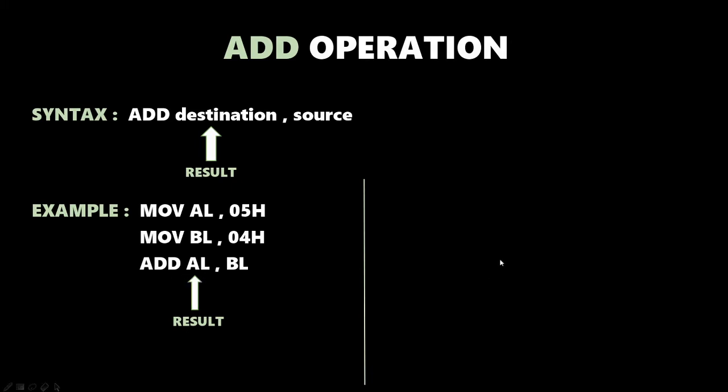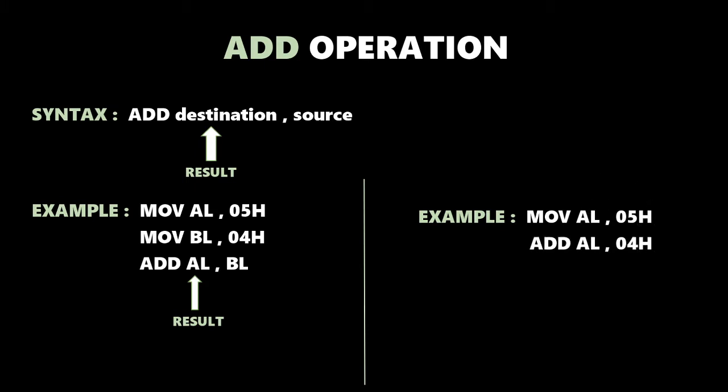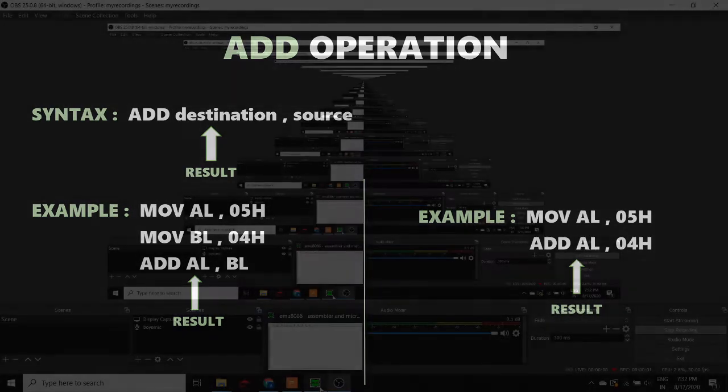Let's see another example. Suppose we have given the instruction MOV AL, 05H. This will store the value 05H in our AL register. Next we give the instruction ADD AL, 04H. This will take the value stored in our AL register, that is 05H, add it with 04H, and store the result in our AL register, since AL is our destination. Let's jump right into our emulator to see how that works.